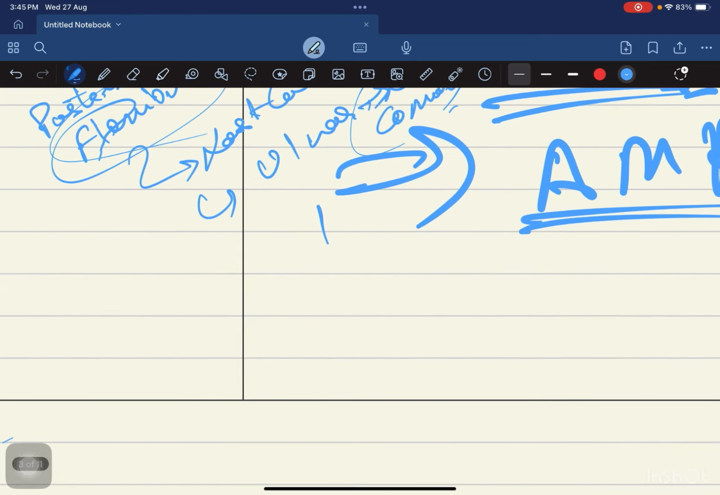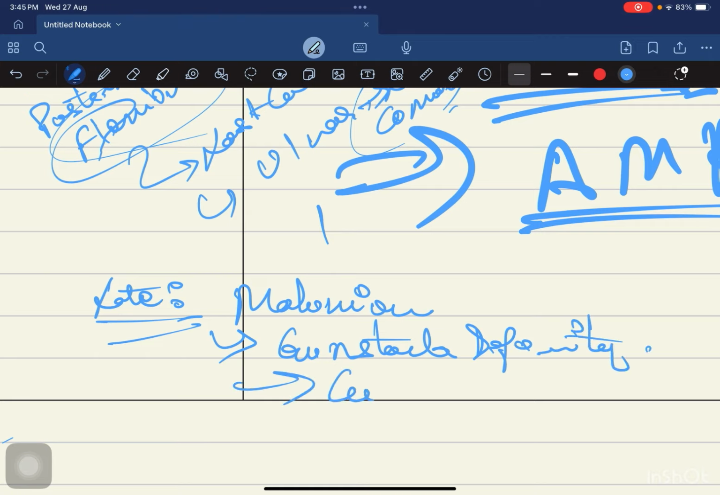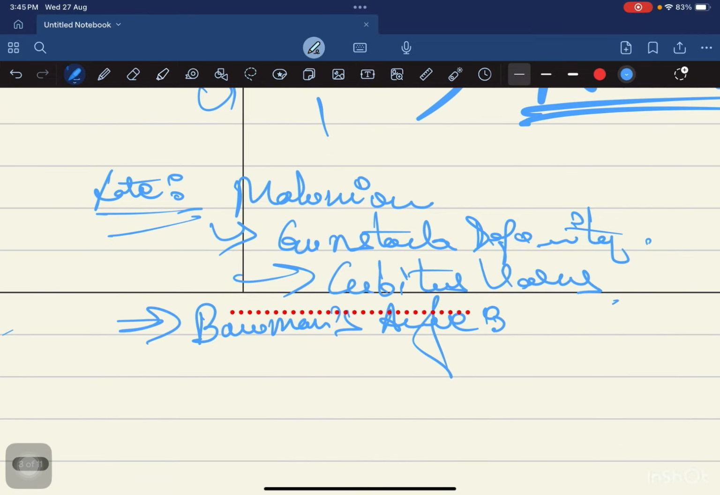Now, one of the most common late complications is malunion. Now, malunion leads to gunstock deformity, and the gunstock deformity is also known as cubitus varus, and the angle used here is Baumann's angle. We can remember Baumann's angle as Bahubali. So the Gartland is used to make wear to the Bahubali. So this is how we can remember the Baumann's angle.